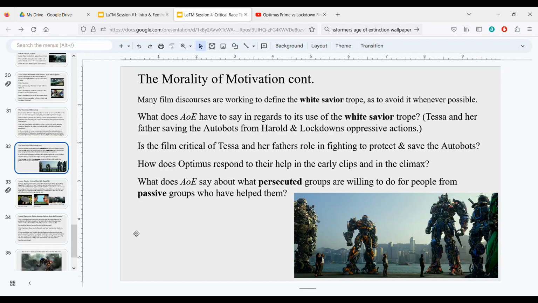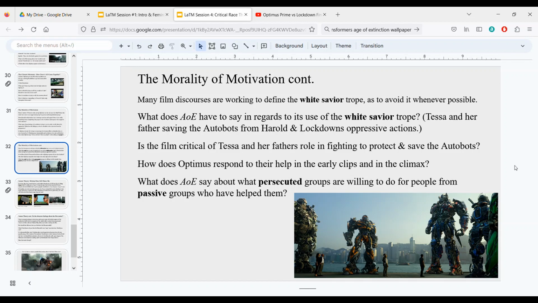Yeah. And then the morality and motivation continued. Many film discourses are working to define the white savior trope so as to avoid it whenever possible. What does Age of Extinction have to say in regards to its use of the white savior trope? Tessa and her father save the Autobots from Harold and Lockdown's oppressive actions. Is the film critical of Tessa and her father's role in fighting to protect and save the Autobots? And how does Optimus respond to their help in the early clips of the climax? Any responses to those, Tommy?